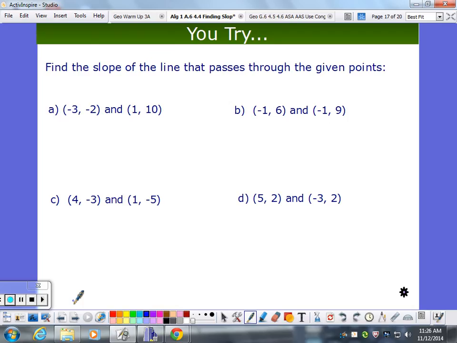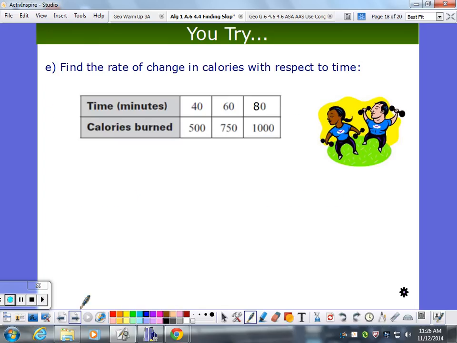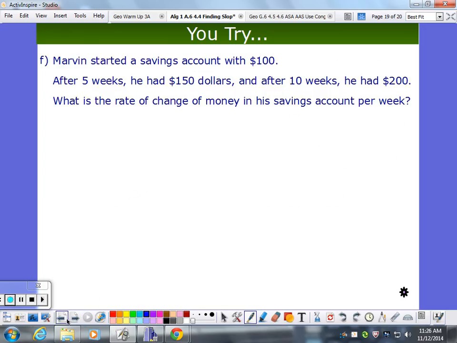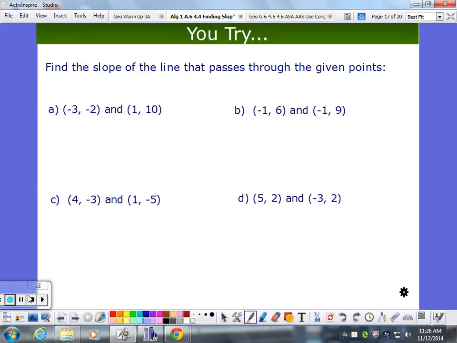All right, so I try to put your U-trace here. This is straight up just review finding the slope. And then we've got some rate of change type stuff here. Okay? So give it a shot. Some of you already have done the first 4. If you've already done the first 4, check your answers and let me know if you have a question.